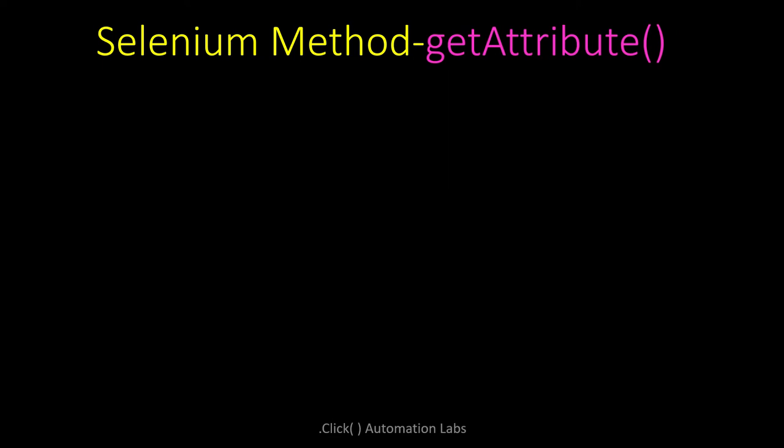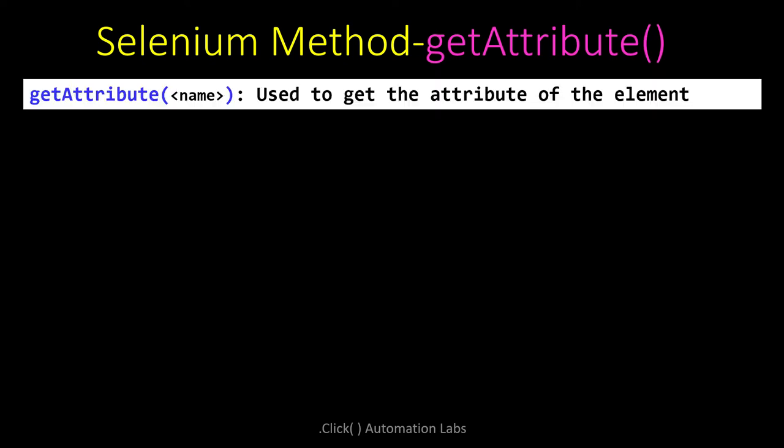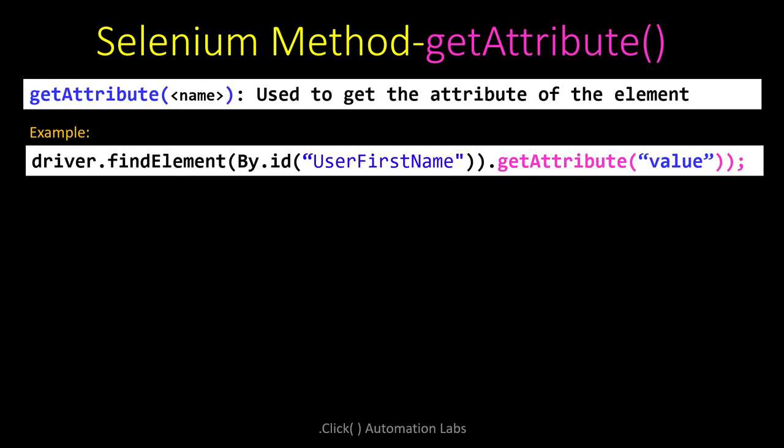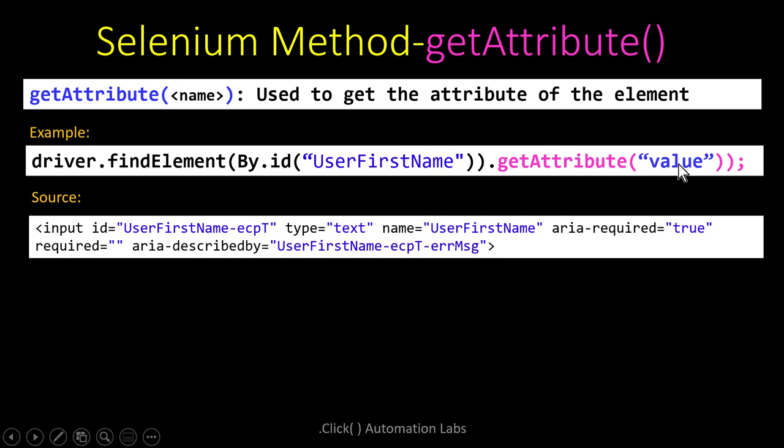The third method is getAttribute. This method can be used to get an attribute from your text boxes. Whatever you pass within this method, that particular attribute will be retrieved. Here, driver.findElement(By.id("userFirstName")).getAttribute, and this will retrieve the value attribute. Let's see my HTML source code.